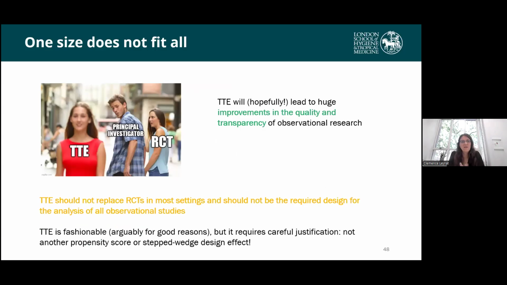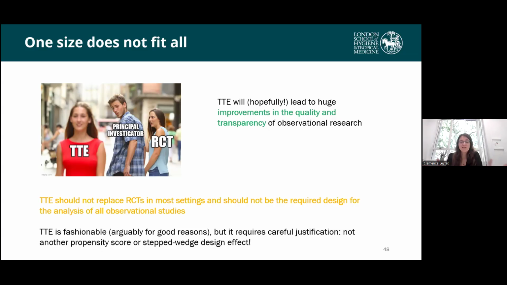So just a final comment. We hope that target trial emulation will lead to huge improvements in the quality of observational research. But if you can do a pragmatic trial, cluster randomized or not, do it and don't use target trial emulation as a replacement. And in a similar way, if you are doing epidemiology and you are using observational studies, don't immediately jump into target trial emulation. There are also other designs that can be used.